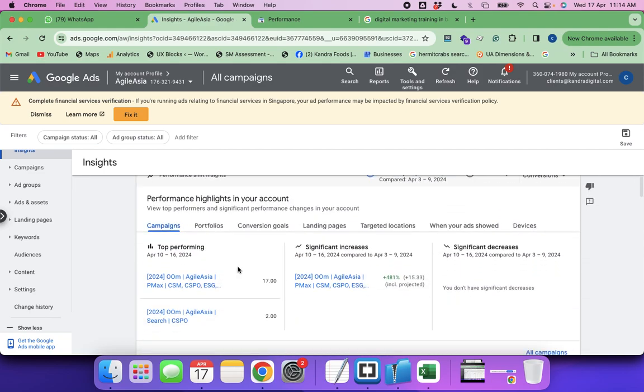So top performing campaigns, these two are top performing campaigns. Okay, so the performance increased by 481 percentage. Previously they had only two conversions, now it has become 17 conversions, so that is an additional 15 conversions.